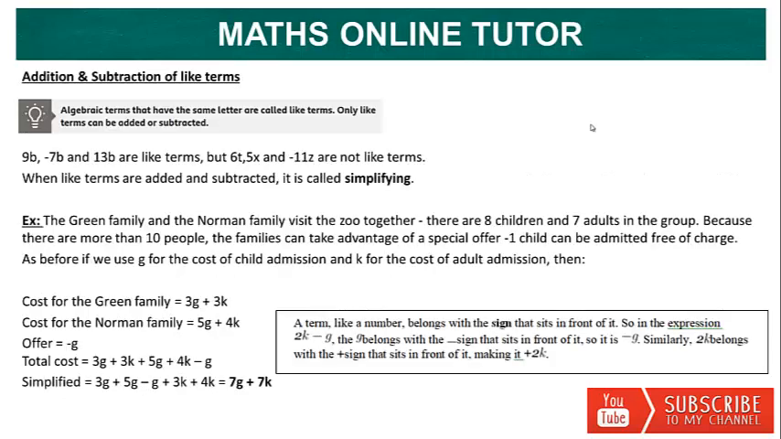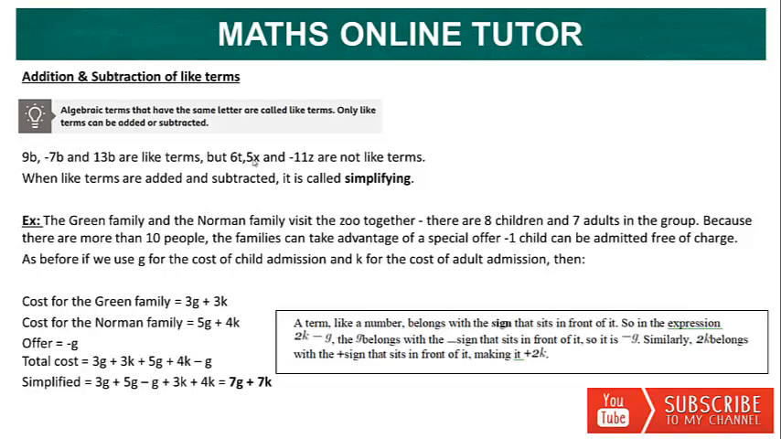Okay, let's now move on to addition and subtraction of like terms. Algebraic terms that have the same letter are called like terms. Only like terms can be added or subtracted. For example, 9b, minus 7b and 13b, they all have a b term regardless of the number and the sign. So these are all like terms. They can be either added or subtracted depending on the sign.